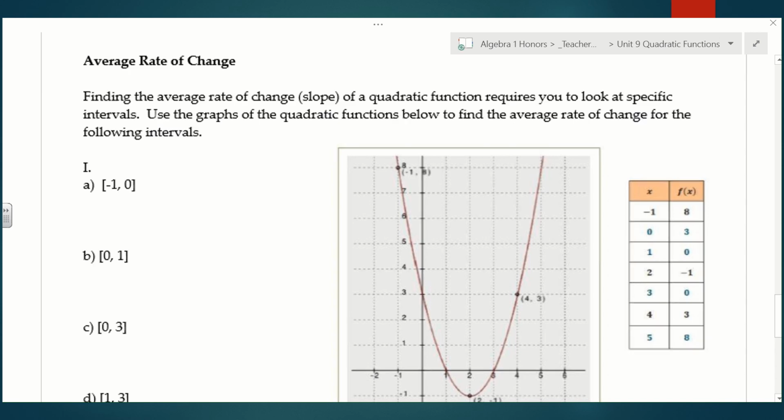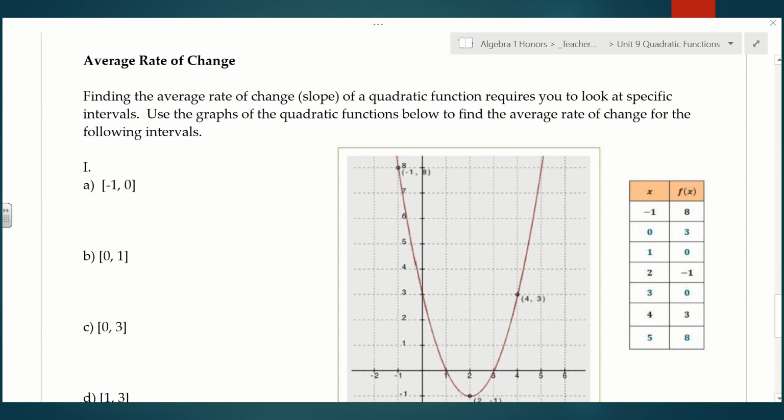The reason why we really don't call it slope is because it's not constant. With a line, your rate of change is constant. No matter where on that line you choose to find the slope, it will always be the same. But in a quadratic function, because it's curved, it's nonlinear, our rate of change is not the same. So you have to be given an interval to figure out what part of your graph you are finding the rate of change for.